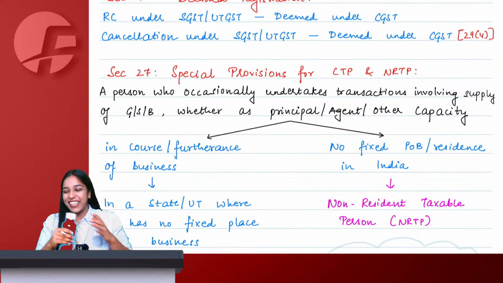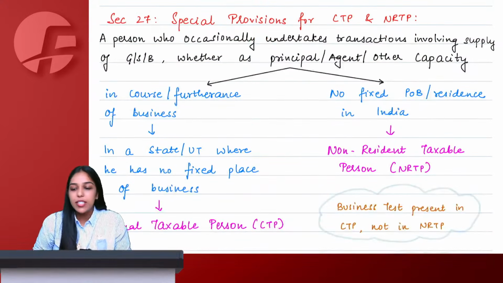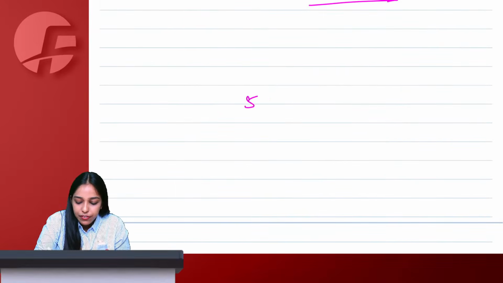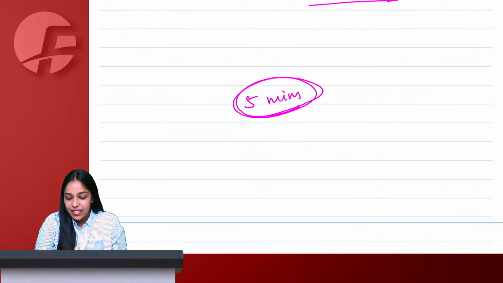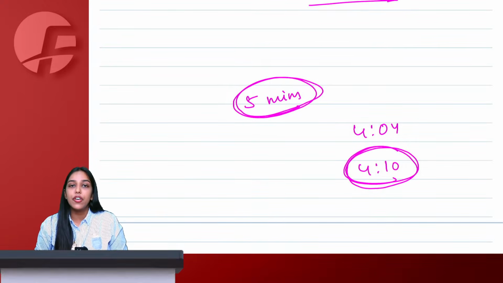I think we should take a break. Even I need a 2 minutes break. Sure. So we'll just start in 5 minutes. Only 5 minutes and we'll start. I need a breather for 5 minutes. What is the time? It is 4:04. We resume sharp at 4:10. Sharp 4:10 we will resume and finish off the remaining part of the chapter. Chalo.